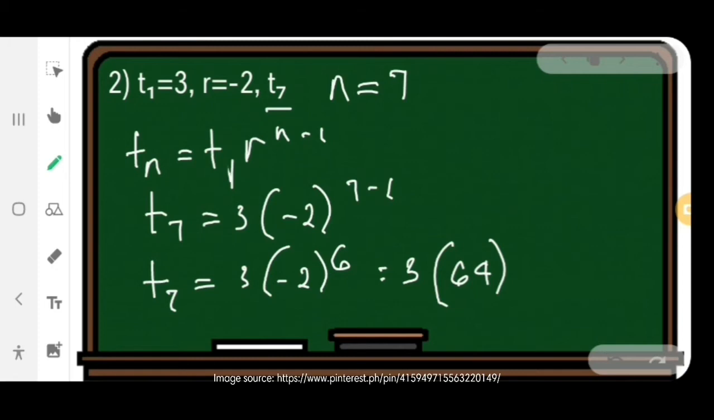Now let us go to the last step. We are going to multiply 3 and 64. So 3 times 64 is 192. So the 7th term of this geometric sequence is 192.